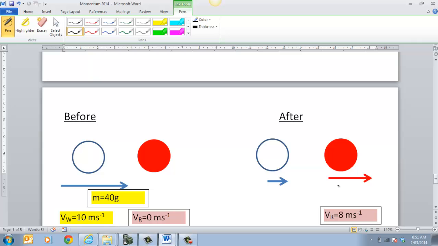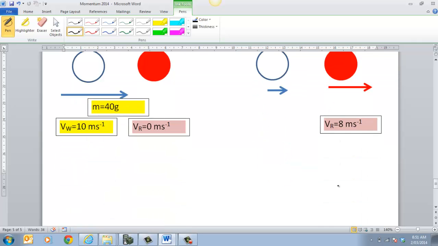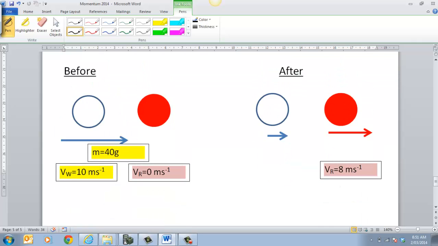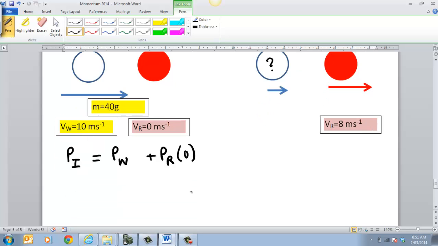Alright, so in this question we want to find what speed the white ball goes off at. Obviously it's a straight collision there. So again, the red ball is stationary, so it's got no momentum. The initial momentum of this system is going to be the momentum of the white ball plus the momentum of the red ball, but we know this is in fact equal to 0. So really it's just the momentum of the white ball.